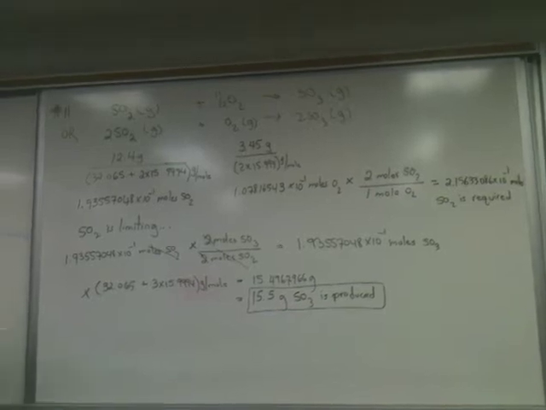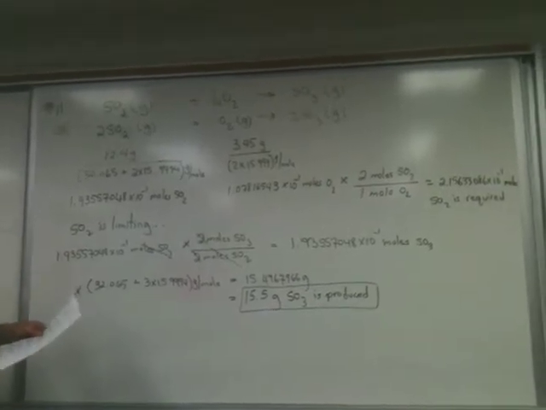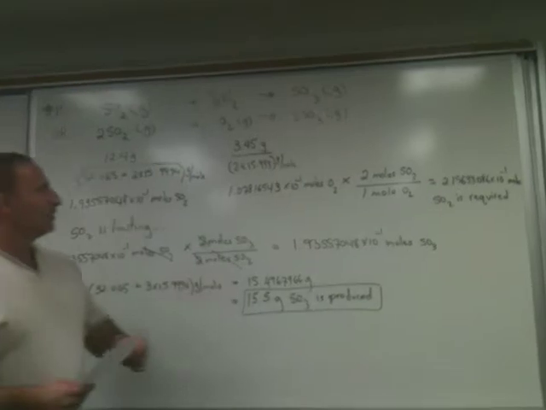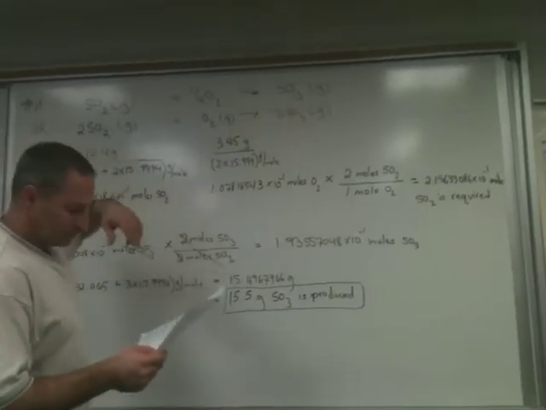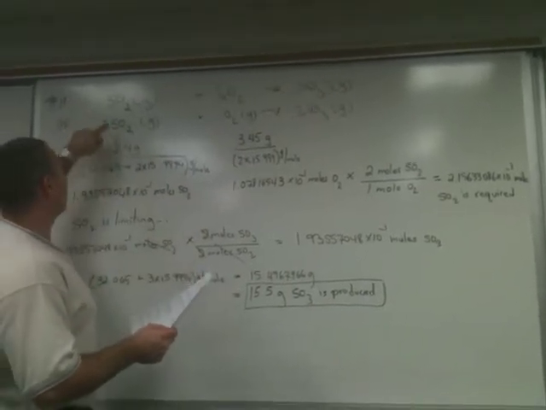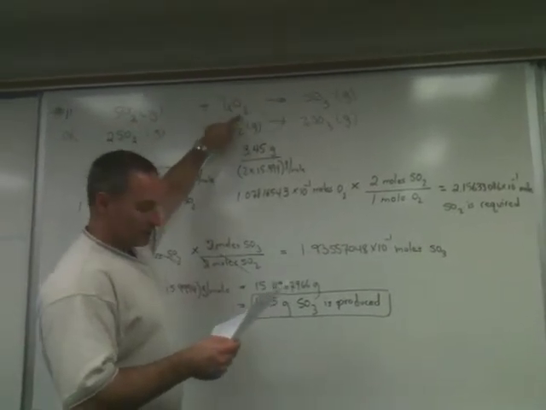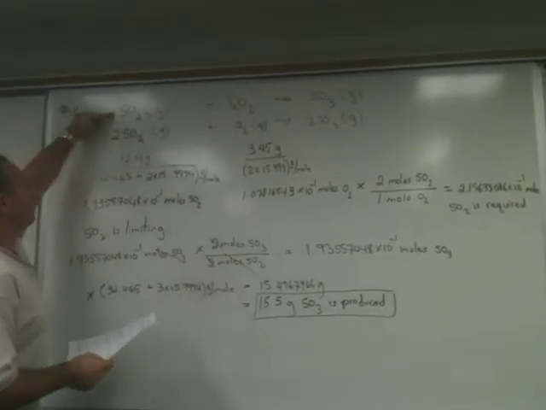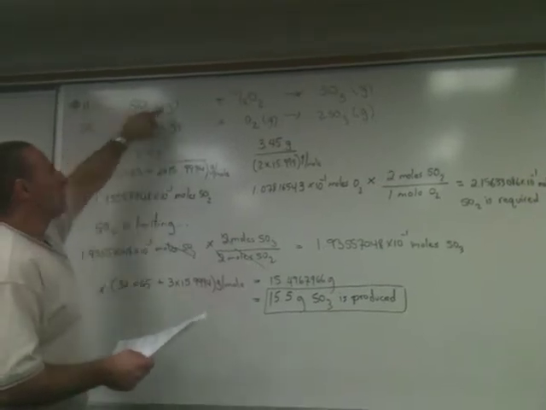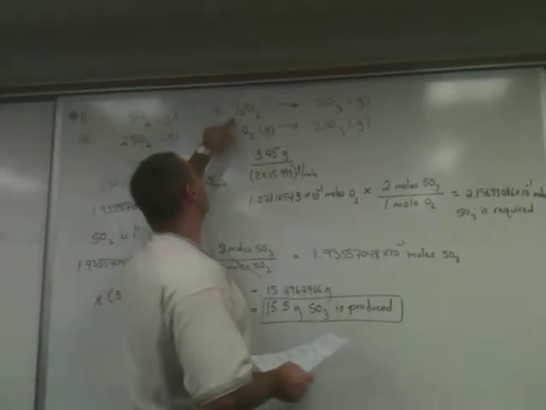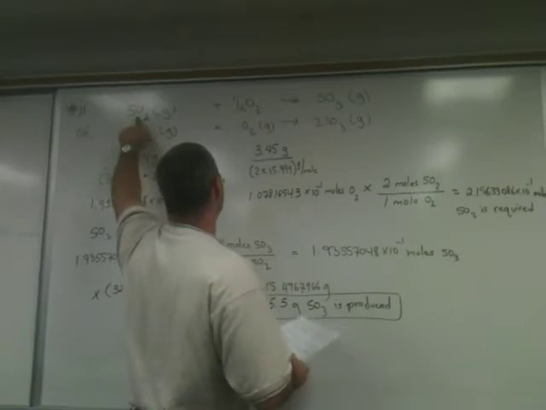Question number 11 says, what mass of SO3, sulfur trioxide, is produced from the reaction of 12.4 grams of sulfur dioxide and 3.45 grams of oxygen? I took the liberty of balancing the equation using only one number. I put a 1/2 in front of the O2 because only one oxygen is being added to SO2 to give you SO3.